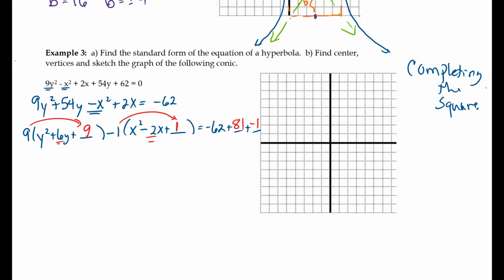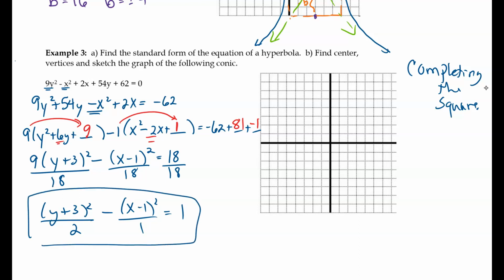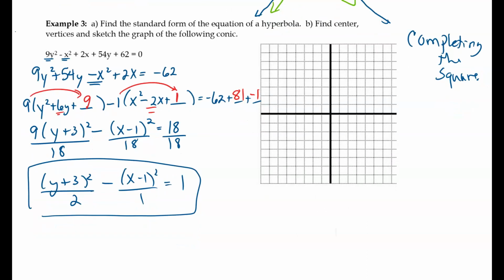So with this, my friends, we get 9 times the quantity y plus 3 squared minus the quantity x minus 1 squared equals a lovely 18. Then we have to divide everything by 18, because remember, to be in standard form, it has to equal 1. So we get y plus 3 squared all over 2 minus the quantity x minus 1 squared all over 1 is equal to 1. So here is the standard form of this equation. Makes it pretty easy, actually.